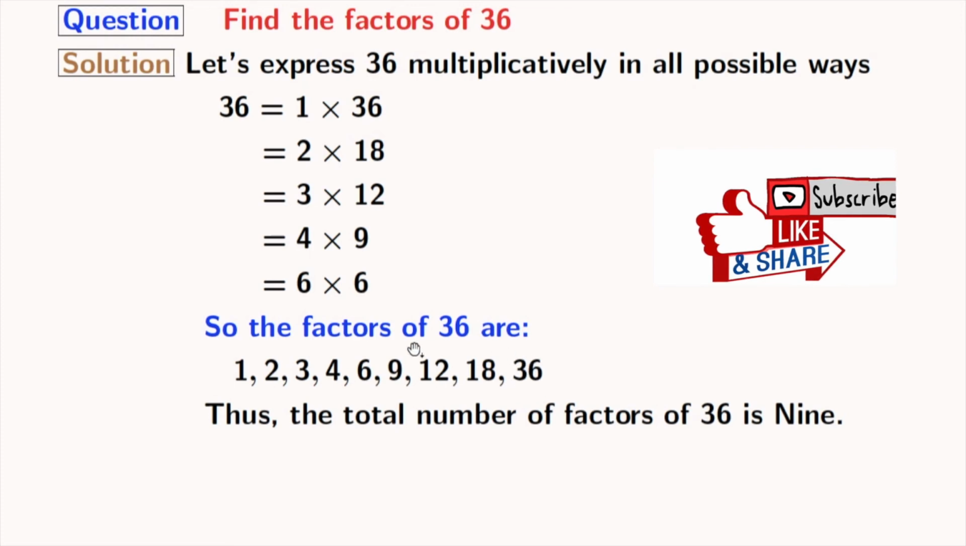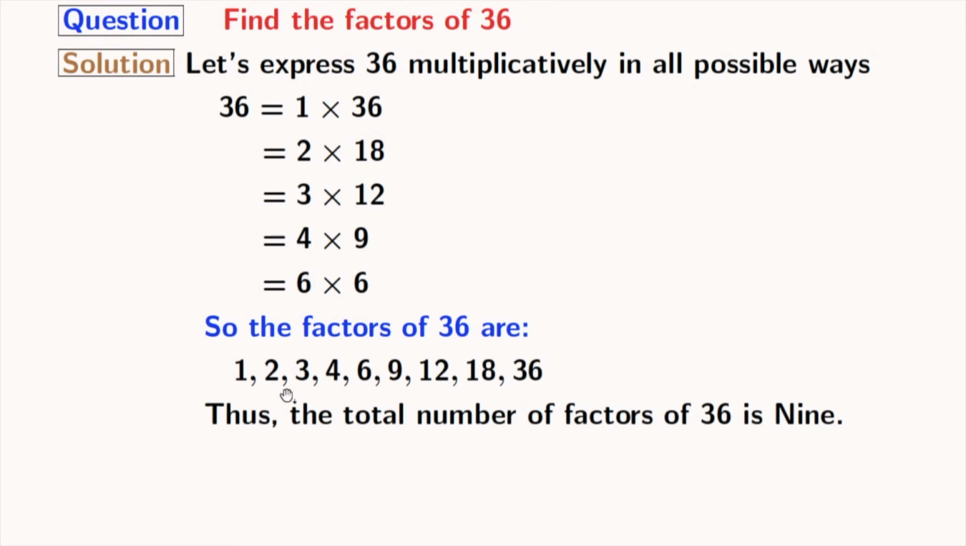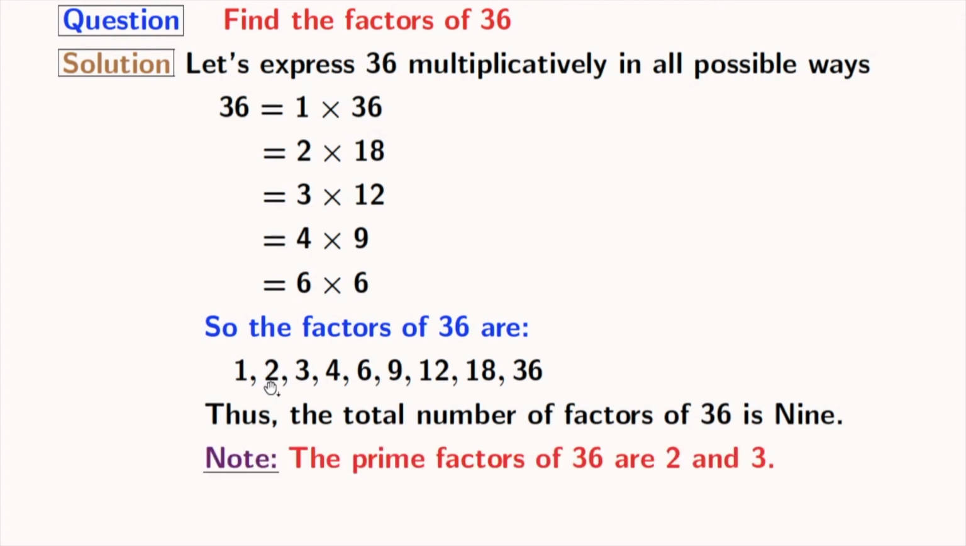Now, if we look at the factors of 36, we can see that among these numbers, 2 and 3 are prime numbers because these numbers have no divisors other than 1 and that number itself. So, the prime factors of 36 are 2 and 3.